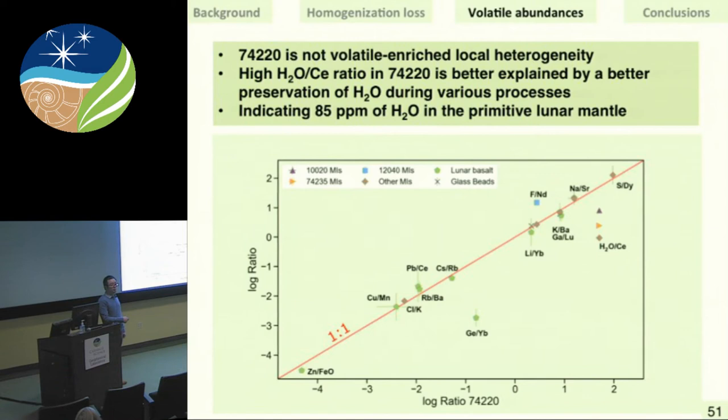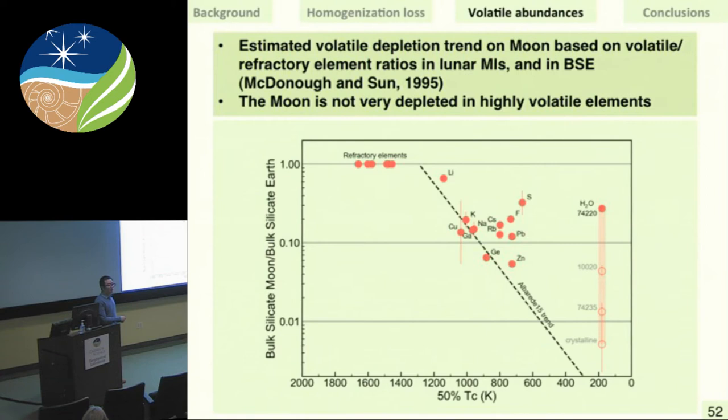So that tells us that it's unlikely 74-220 originated from a volatile-enriched region different from other lunar samples we've studied so far. And therefore, the variation in water cerium ratios is better explained by the different degrees of water loss experienced by different lunar samples through the crystallization of the lunar magma ocean, during magma overturn, and afterwards during the generation of their parent magma. And therefore, we can use water cerium ratios from 74-220 to interpret the primitive water content in the primitive lunar mantle. If we assume the cerium concentration in the lunar mantle to be the BSE value, we get a concentration of about 85 ppm of water in the primitive lunar mantle based on the water cerium ratios we've got so far.